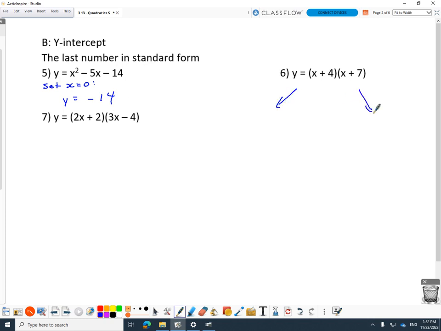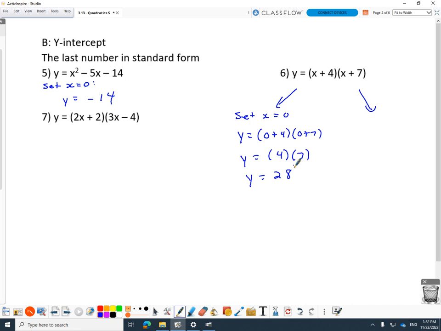I can set x equals 0. And then I get 0 plus 4 times 0 plus 7. But subbing in 0 is never very difficult. What's 0 plus 4? 4. And what's 0 plus 7? And then you just do 4 times 7. And even if you need your calculator, that's not particularly difficult. Some people will do it that way.